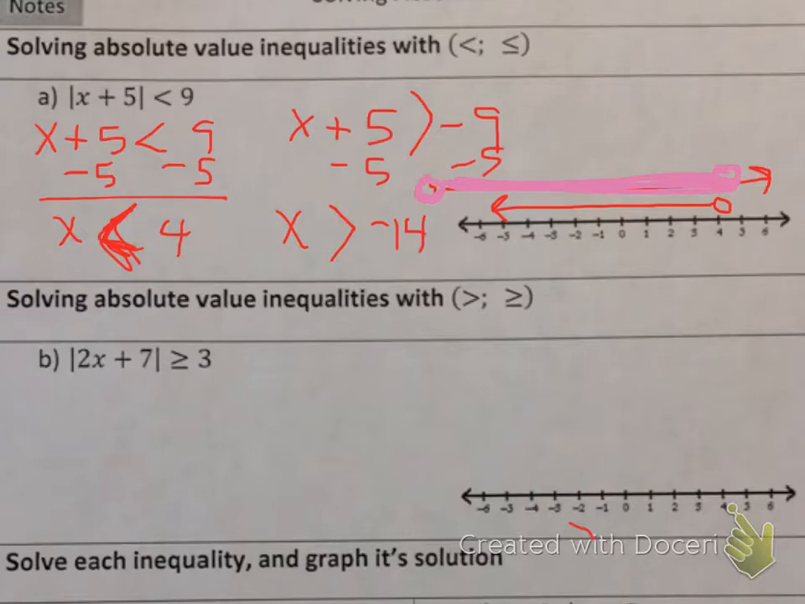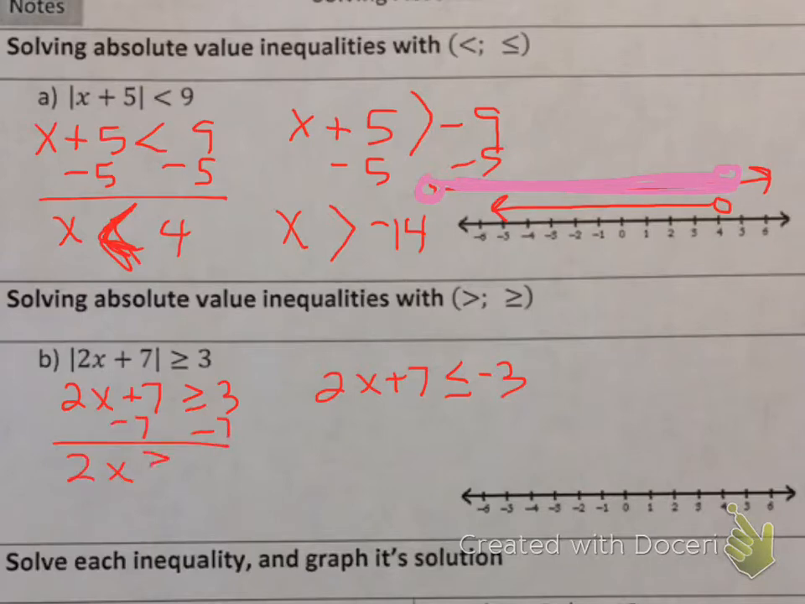Okay. All right, let's try another one. We have b right here to look at. So again, the same thing here. We're going to write it out as two separate inequalities. So we have 2x + 7 is greater than or equal to 3. And we have 2x + 7 is less than or equal to -3. Again, we had to flip that inequality sign because we changed it to a negative so that we could solve it. So we're just going to subtract this 7 over.